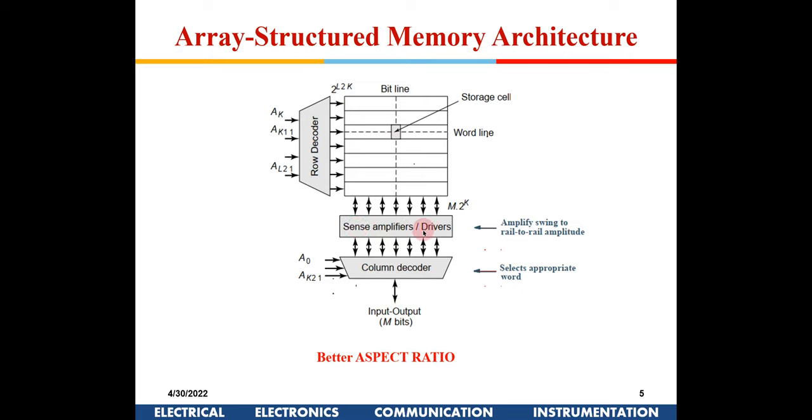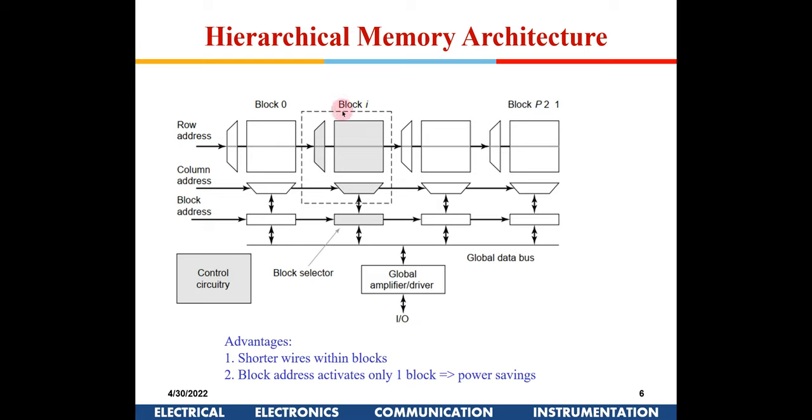So we'll talk about the 3D storage. Generally these days, you could call it either 3D storage or a hierarchical memory architecture. Now the address is divided into three: one is the row address, one is the column address, and then something known as the block address. We'll see this and how it is implemented in the next slide.